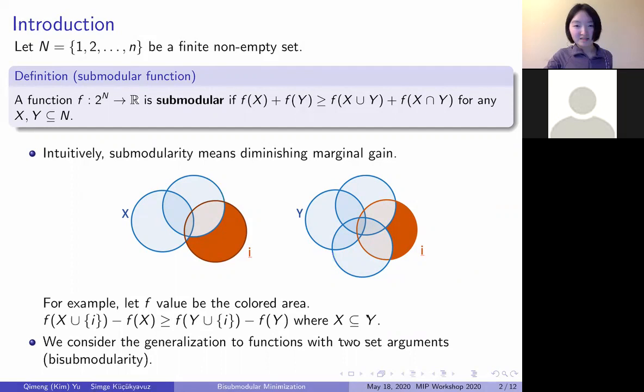To visualize this, consider a submodular function f that evaluates the total colored area. f of x and f of y are colored in blue in this figure. The marginal gain of adding item i to x or y is the area in orange. The marginal contribution of i is lower for f of y than that for f of x, because x is a subset of y. This concept can be generalized to functions with two set arguments, which is bisubmodularity.